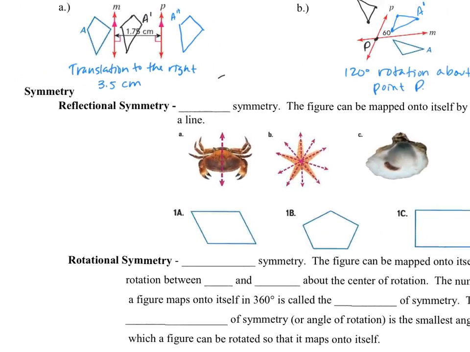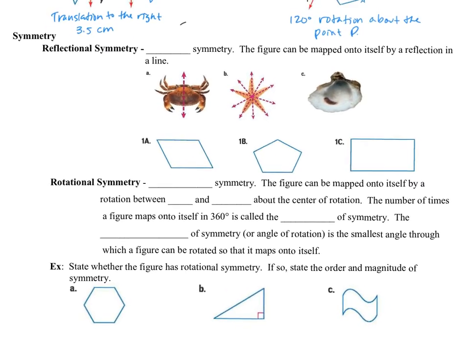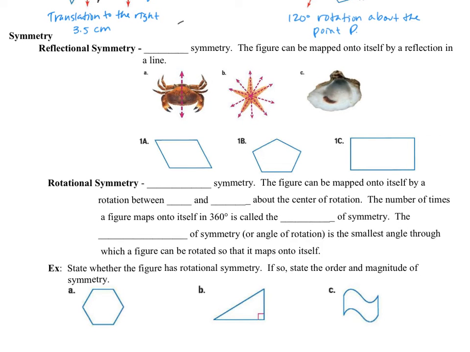Let's talk about symmetry, and we're going to be talking about two different kinds of symmetry. The first type is what's called reflectional symmetry, which can also be called line symmetry. If a figure has reflectional symmetry, that means we can draw a line of reflection on this figure, and the figure can be mapped onto itself by a reflection in the line. So in other words, if you were to take your paper and fold it right along this line of reflection, then the left side of this crab would lay right on the right side.